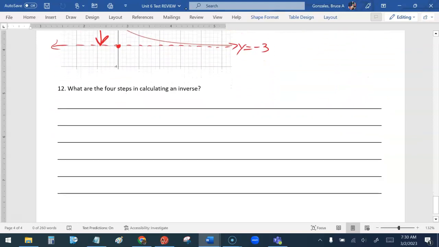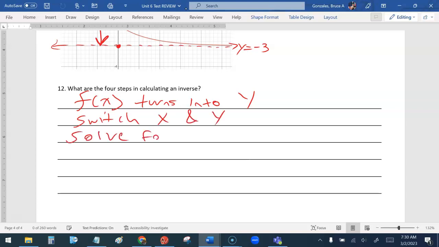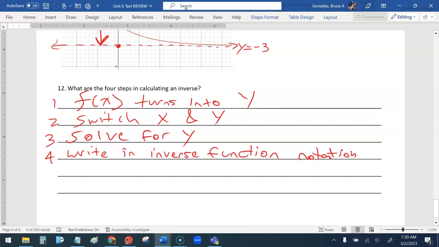And what are the 4 steps in calculating an inverse, right? F of x turns to y, right? Switch x and y, solve for y, and then your last step is to what? Write in inverse function notation. Cool. These are your 4 steps whenever you're solving for an inverse equation.